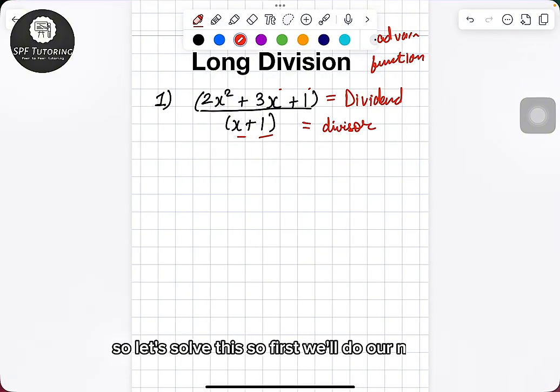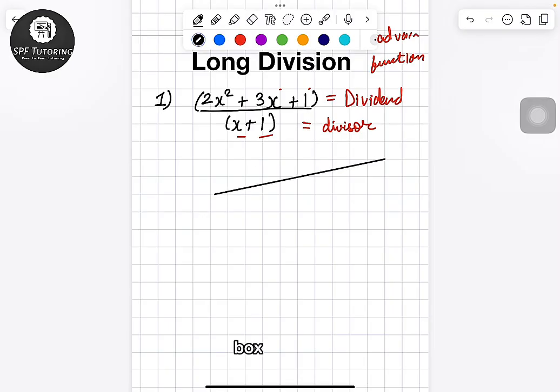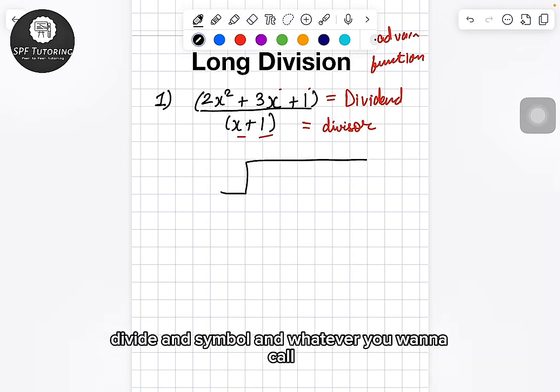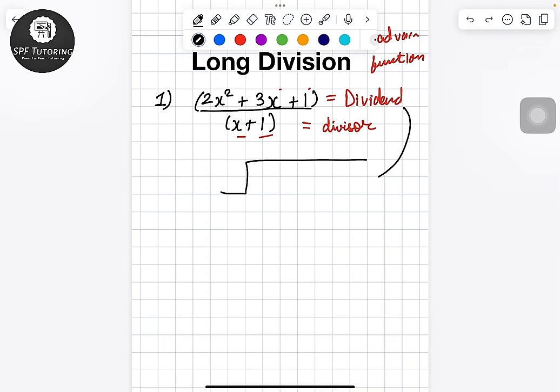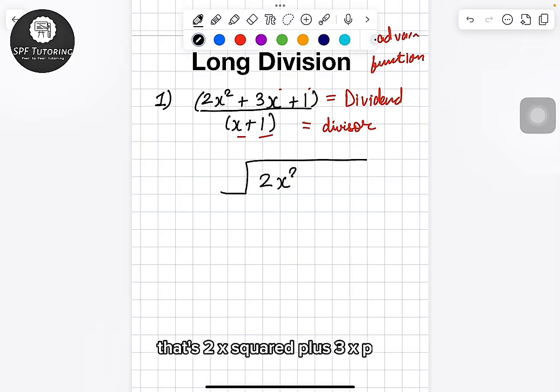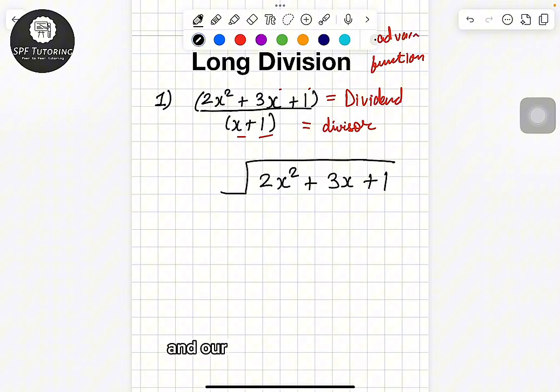So let's solve this. First we'll do our normal box, not the square root, but our division symbol, whatever you want to call it. Then we'll put our dividend here, that's 2x squared plus 3x plus 1, and our divisor, which goes here, will be just x plus 1.